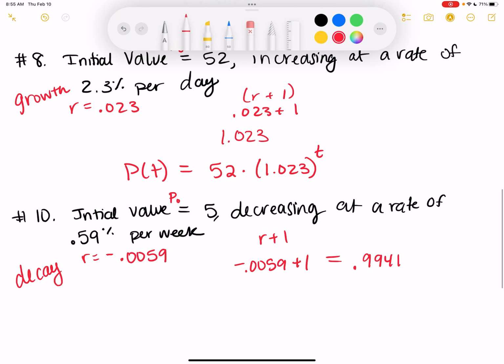So then, to set it up, P of T equals 5 times 0.9941. And then raise it to the T. The T is just the time. So whatever your units are for that particular problem, it's just your time for that. So it could be hours, days, weeks, months, years, like centuries, whatever.